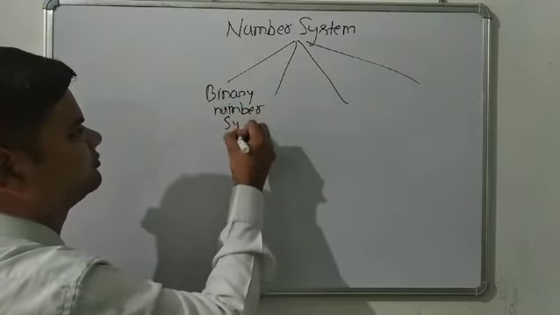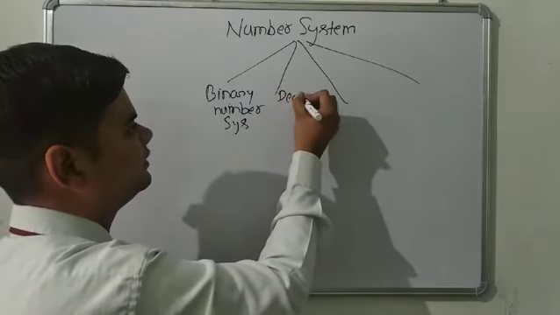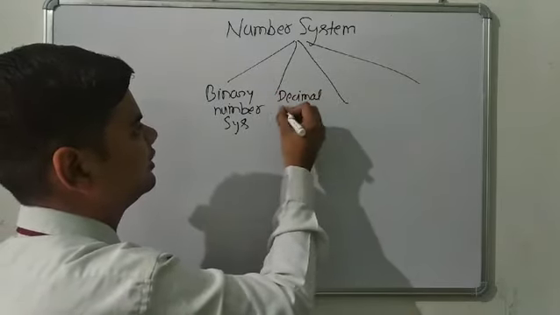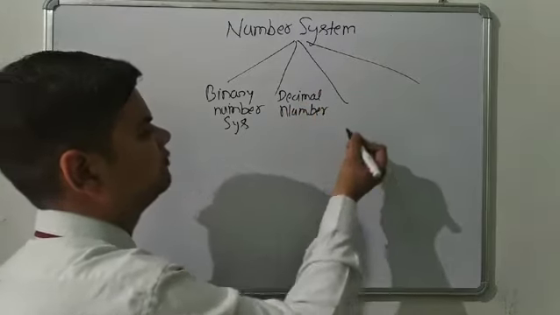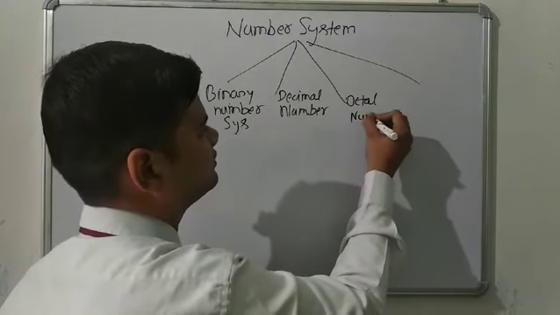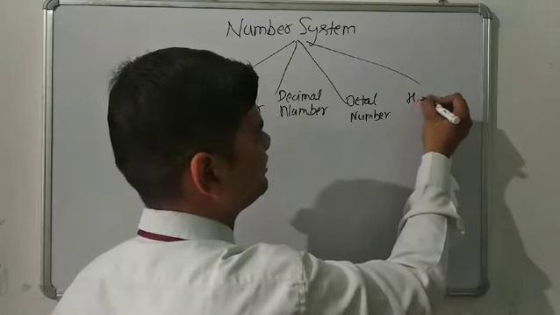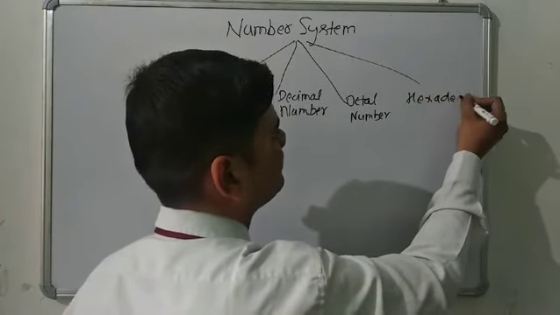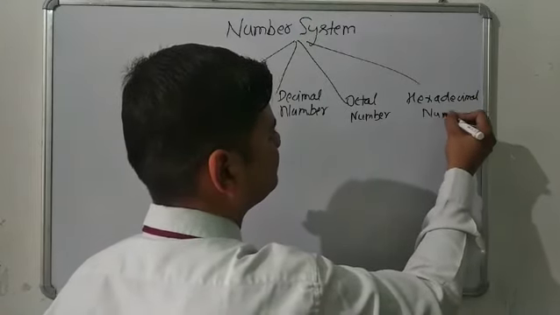Binary number system. And the second one is the decimal number system. Third one is the octal number system. And the fourth one is the hexadecimal number system.